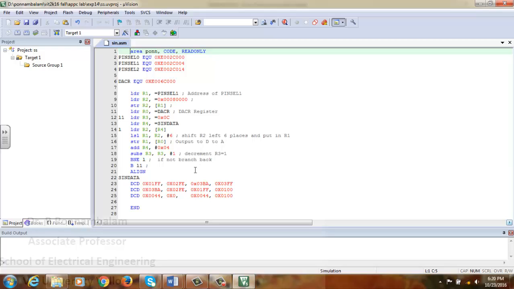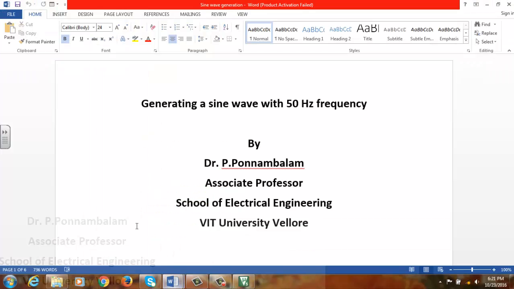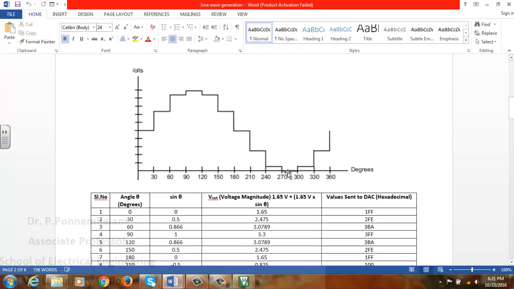As far as this particular program is concerned, the program is a bit simple, but we need to know how to sample the sine wave. So first we'll discuss sampling the sine wave, then we'll enter into the logic of the program. As far as the sine wave is concerned, the sampling is very important. In this program, we are making it 30 degrees. So for each and every 30 degrees I'll be taking the samples and putting them in the output.